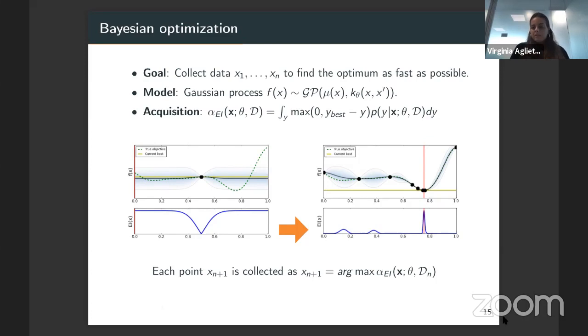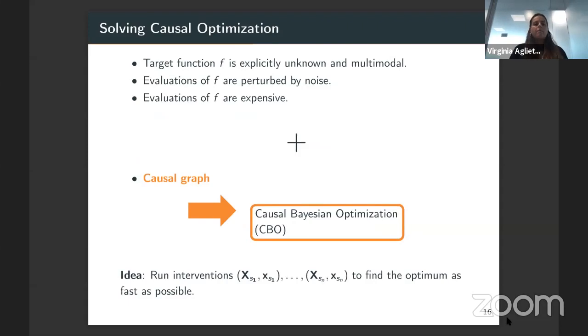Now, keeping the same idea, when you still have a target function that is unknown, multimodal, and perturbed by noise, but you also have knowledge encoded in a causal graph, you can develop what we call a causal Bayesian optimization algorithm. The idea is, again, you run interventions. At this point, you don't only explore the input space, which is the values of the variables, but also the intervention sets, which are this capital X, to find the optimum as soon as possible. Same idea.